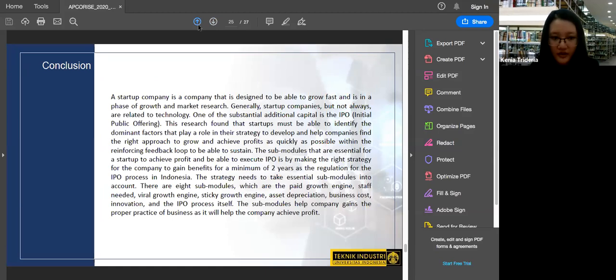There are 8 submodels, which are paid growth engine, staff-needed, viral growth engine, sticky growth engine, asset depreciation, business cost innovations, and the IPO process itself. The submodels help the company gain the proper practice of business as it will help the company achieve profit. I think that's all from my presentation.